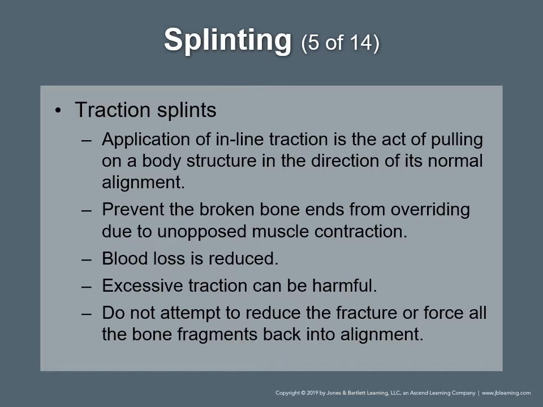Following a femur fracture, the strong muscles of the thigh go into spasms. Traction splints prevent the broken bone ends from overriding due to unopposed muscle contraction. Traction splints help maintain alignment of the fractured pieces and provide effective stabilization of the fracture site. Blood loss is reduced. Excessive traction can be harmful to an injured limb. Do not attempt to reduce the fracture or force all the bone fragments back into alignment.